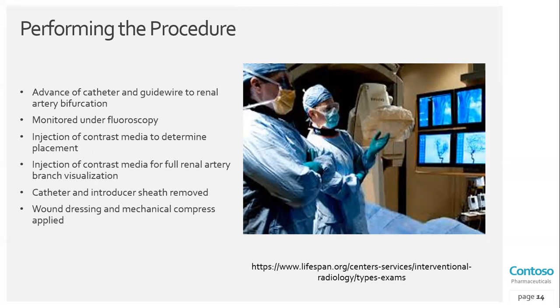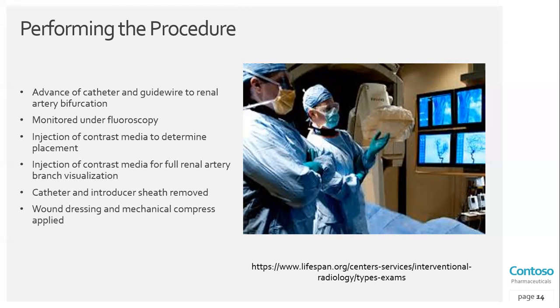So performing the procedure, the catheter and the guide wire are advanced up to the renal artery bifurcation through the abdominal aorta, monitored under fluoroscopy. The radiologist will then inject a small amount of the dye to determine the position of the catheter within the renal artery to make sure it is in the correct place. Once it is in the correct place, the radiologist will inject more of the contrast media to fully visualize the renal artery branch. Again, the patient may feel nausea, passing headache, flushing sensation, or a salty or metallic taste, which is normal and should pass quickly.